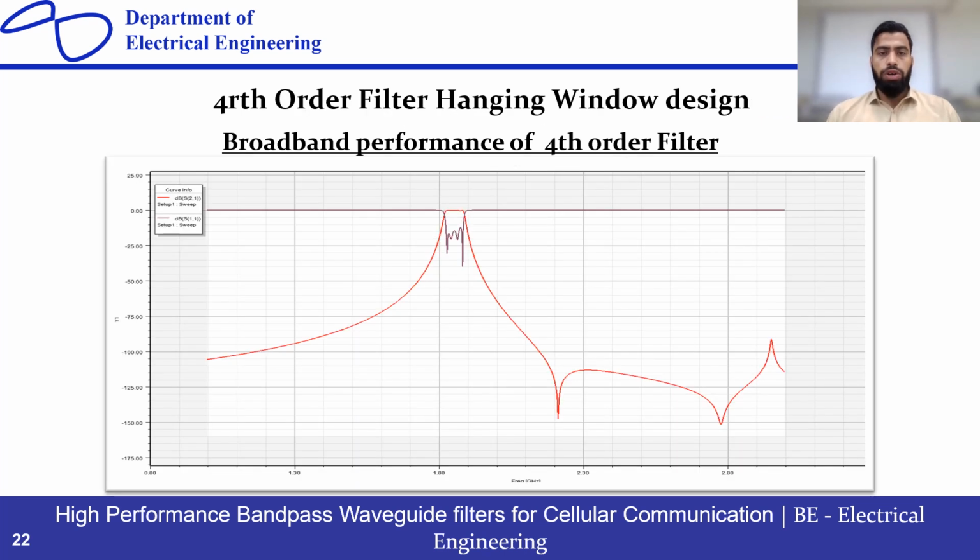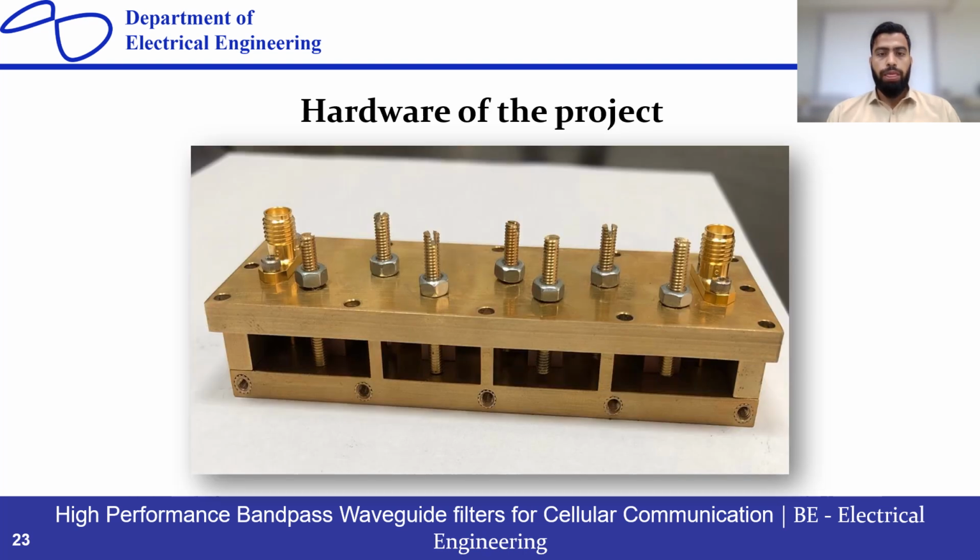And this is the fourth order filter hanging window design for the broadband performance of the fourth order filter. So here you can see that a transmission zero has also been introduced on the high cutoff frequency, and the end band performance also remained the same as previously discussed.